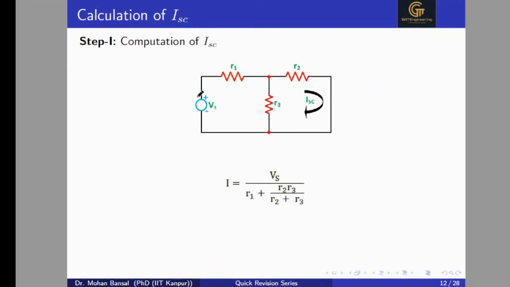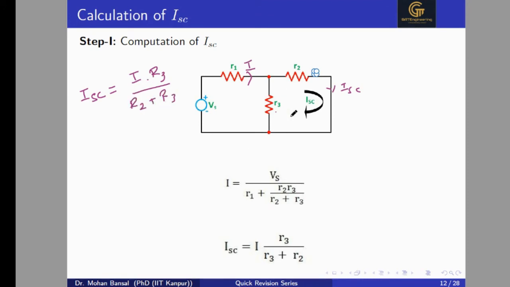And there is another approach. You can consider current I in this branch, that will be equal to Vs divided by the overall equivalent resistance. So Vs divided by R2 parallel R3 plus R1. This is the I, and you can apply the current dividing rule. That will be ISC equal to I into R3 divided by R2 plus R3. If you have current I in this branch and ISC in this branch, then according to the current dividing rule, you will get ISC equal to I into the opposite resistance R3 divided by the sum of both the resistances, R2 plus R3. So this is the ISC.